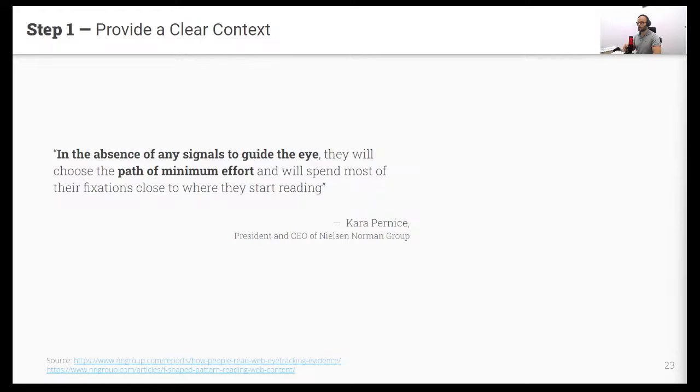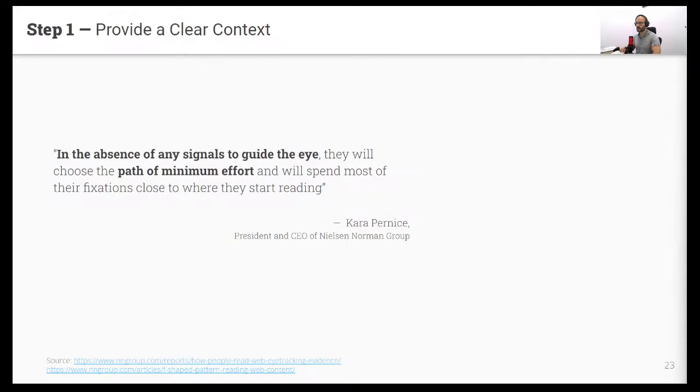So, if we do not direct the users to the most relevant and interesting or even helpful information, they will find their own path, which means that they will choose the path of minimum effort. This is something natural in all of us. And what does that mean?